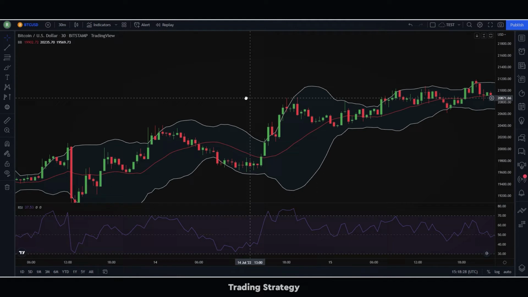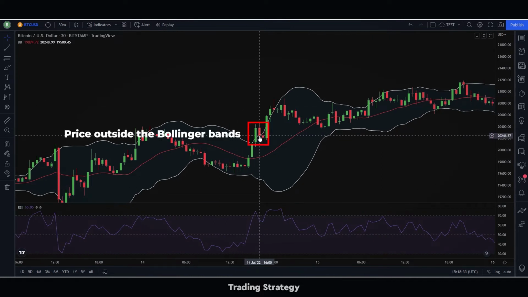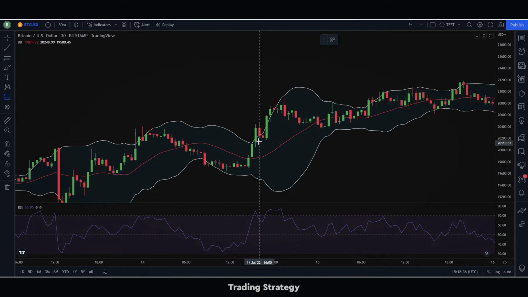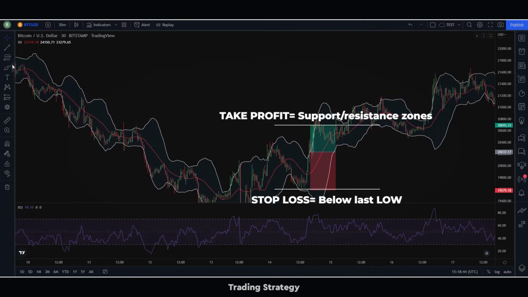The rules for entering a buy trade are simple. We will simply have to wait for the price to be outside the Bollinger Bands. At the same time, the RSI is above 70. The stop loss will be placed below the last low and the take profit in the areas of supports and resistances.